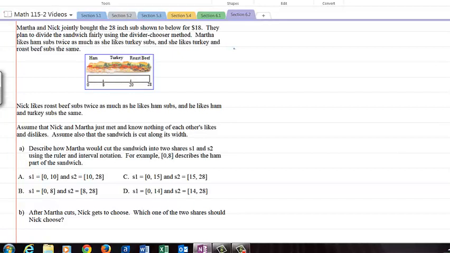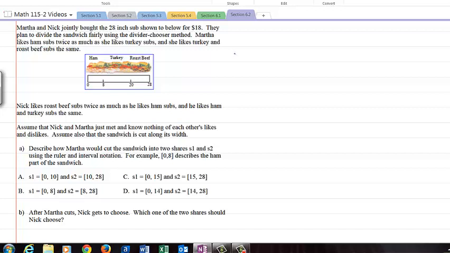Question 1. Martha and Nick jointly bought the 28-inch sub shown below for $18. They plan to divide the sandwich fairly using the divider-chooser method. Martha likes ham subs twice as much as she likes turkey subs, and she likes turkey and roast beef subs the same. Nick likes roast beef subs twice as much as he likes ham subs, and he likes ham and turkey subs the same. Assume that Nick and Martha just met and know nothing of each other's likes and dislikes. Assume also that the sandwich is cut along its width.